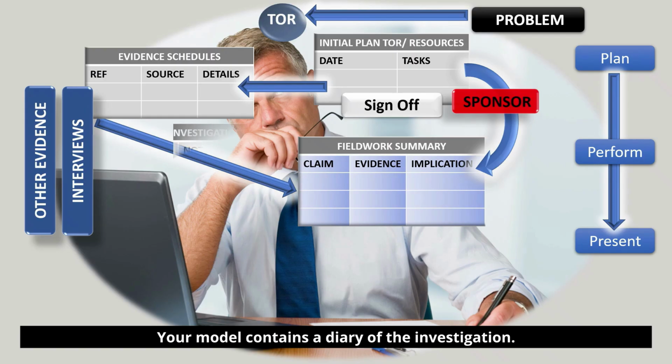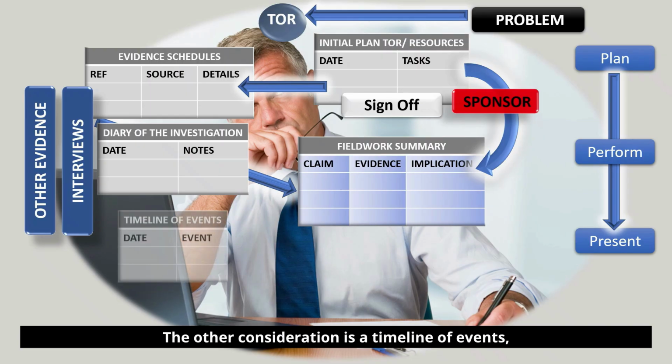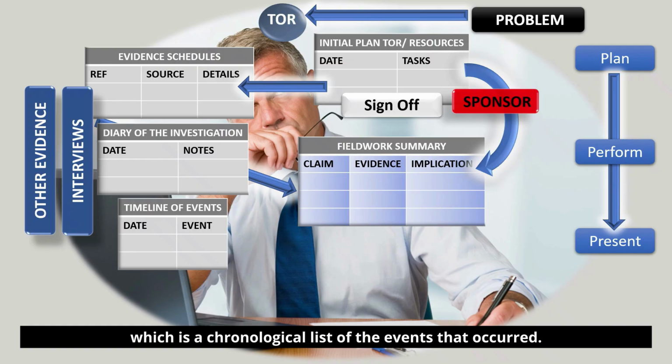Your model contains a diary of the investigation. Many investigations are quite sensitive and cause some degree of concern about their true purpose. The diary will record the progress of your investigation, recording analysis and decisions made. It will show efforts to make contact and decisions not to pursue something. The other consideration is a timeline of events, which is a chronological list of the events that occurred. Some investigations are mainly about preparing an account of exactly what happened during an incident.